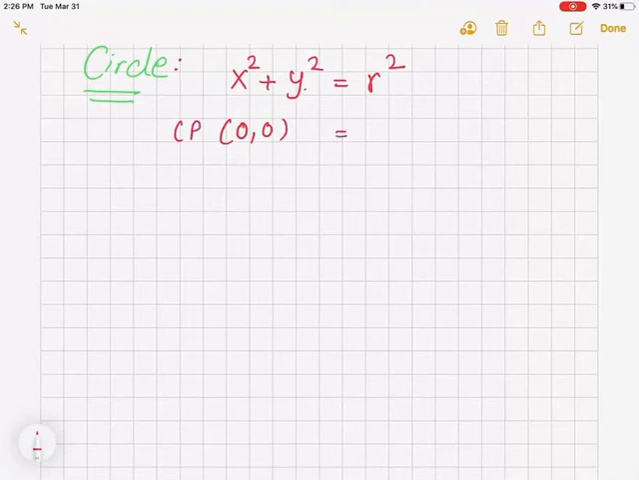So it's 0, 0 for the center point. And the radius, oh, my bad. Let me just put numbers in here. Let me just cross this off. Let's say my equation is x squared plus y squared is equal to 25.